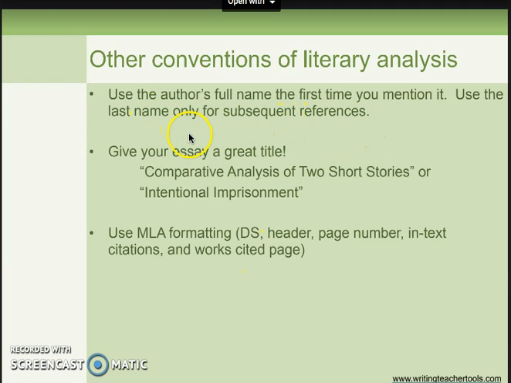The first time we mention an author, we give the full introduction with the author's first and last name. And then afterwards, we only use the last name. So that's just the general convention for literary analysis.